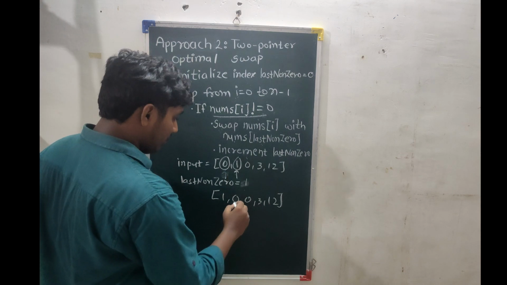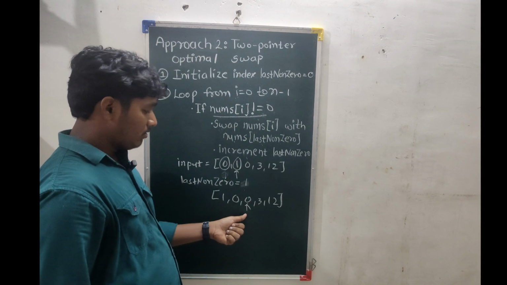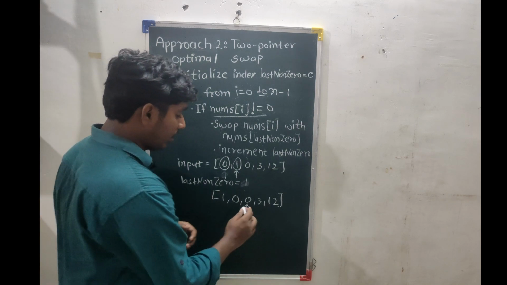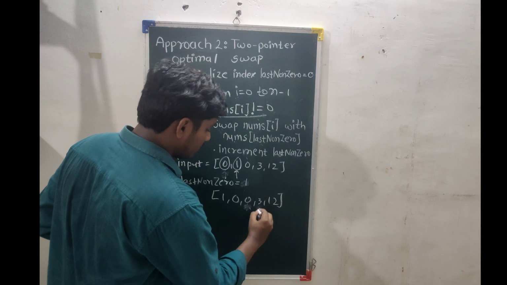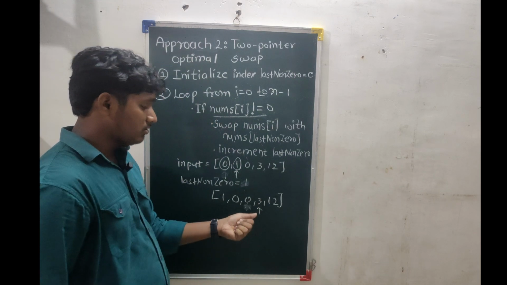So here is our i, and it is equal to 0, so again we increment i here, and this time it is not equal to 0, that means a non-zero element.